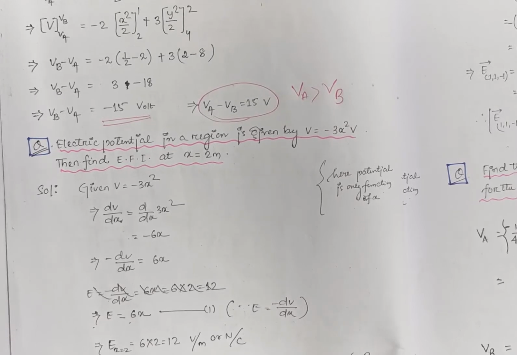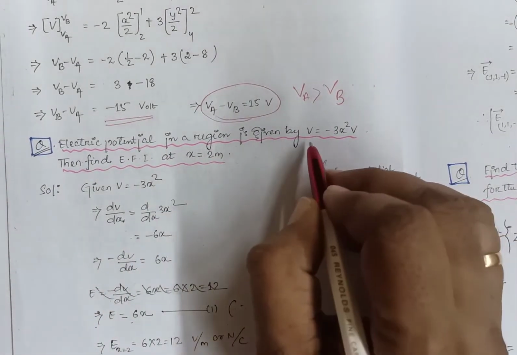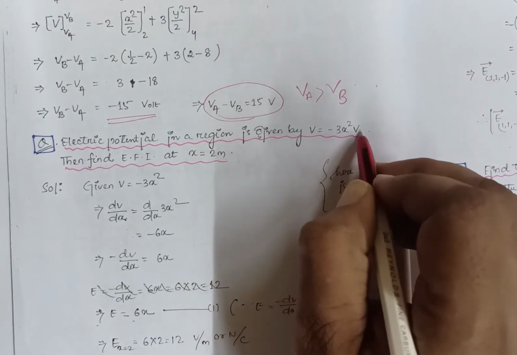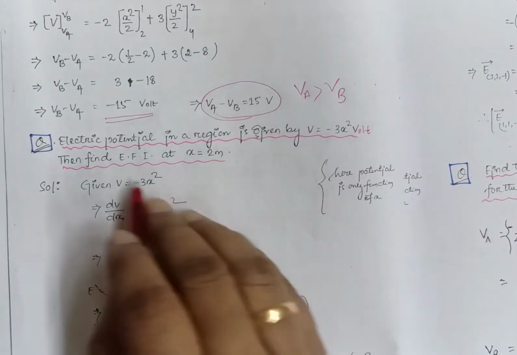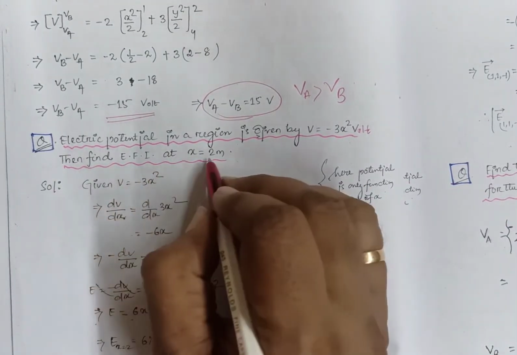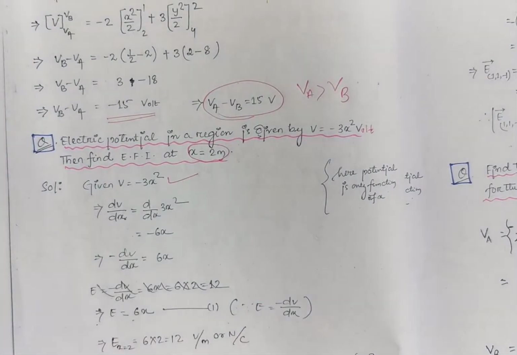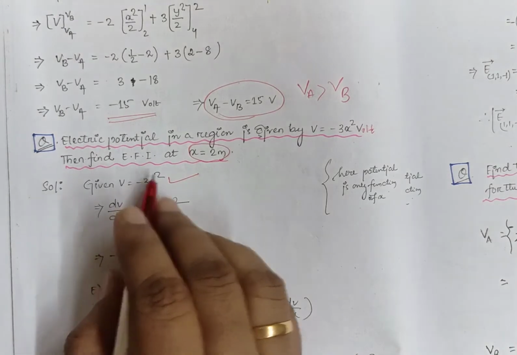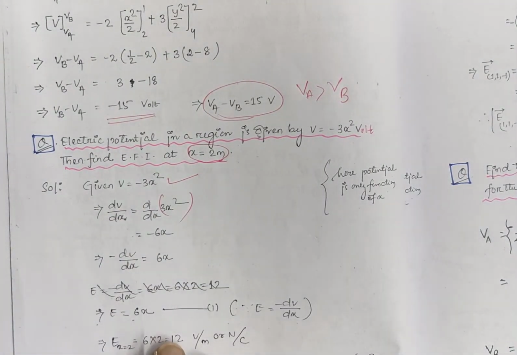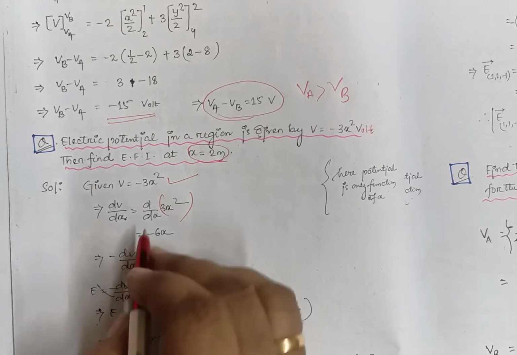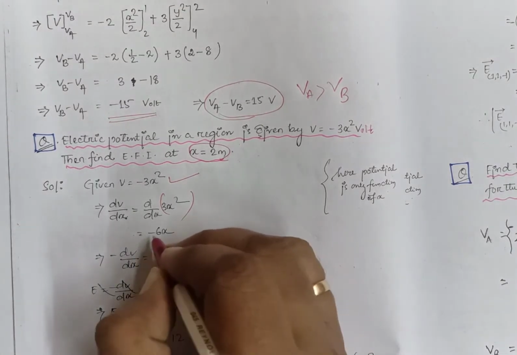Now another question for you. Calculate the electric field when the electric potential in a region is given by V equal to minus 3x square volt. Here potential is a function of x. Then find the electric field intensity at x equal to 2 meter. Here data is given, V is equal to minus 3x square. You just take the derivative of the function, dV by dx is equal to d by dx of 3x square. By mathematics you know that dV by dx is equal to how much? It will be plus 6x.